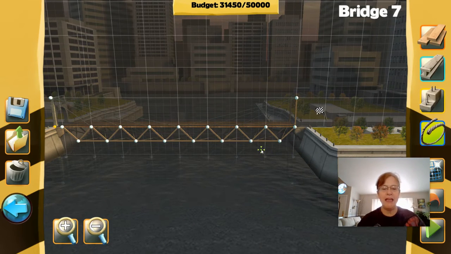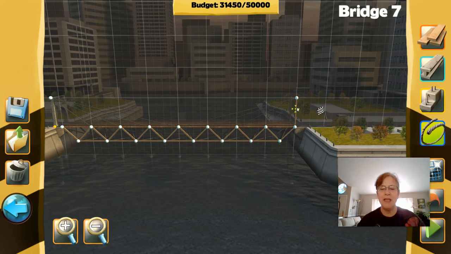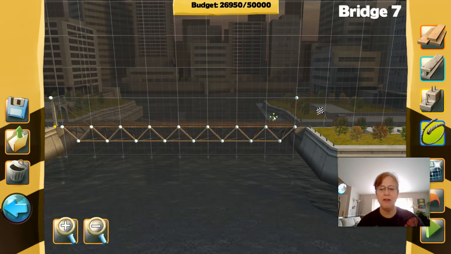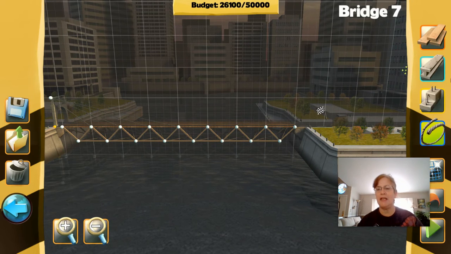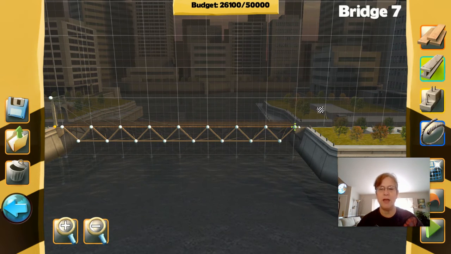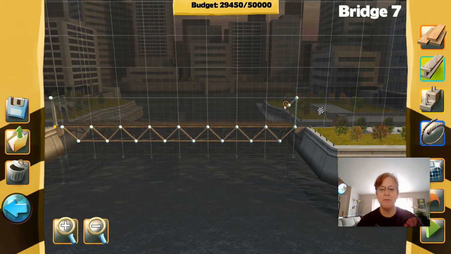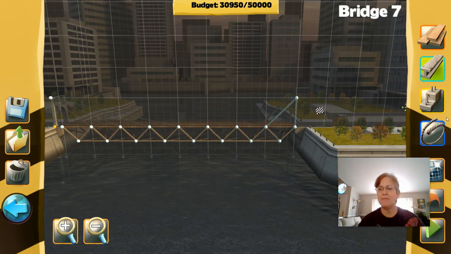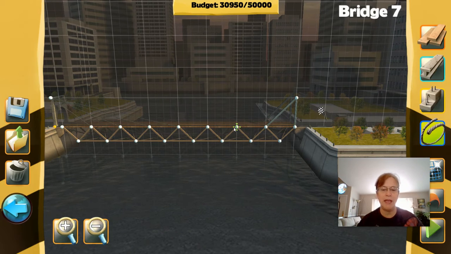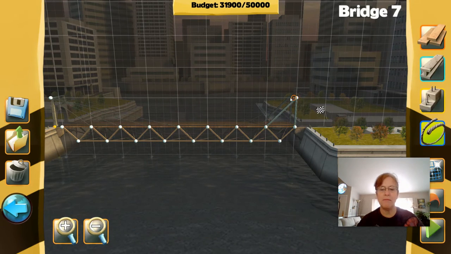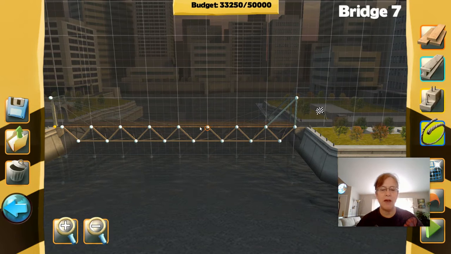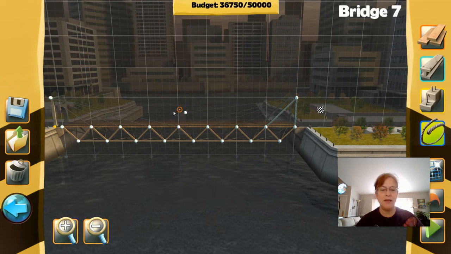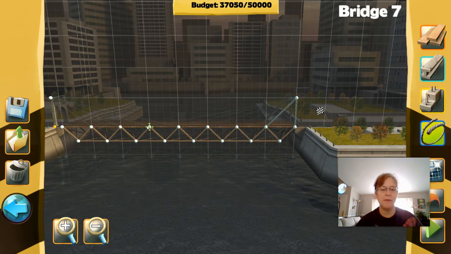So I think we might need to have a little bit more on this end, like something stronger. So I'm going to go ahead and use my steel to make something to hook my cable to. And then I'm going to try the cable again. So I'm going to make it go out to the bridge. And I think I'm going to even have it cross over a little bit.